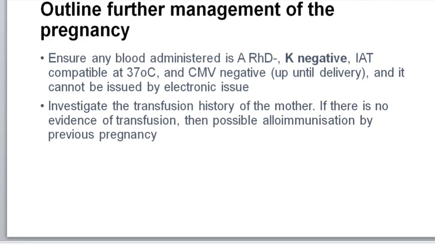In case the mother needs any blood transfusion during the pregnancy, it should be group matched. This patient's blood group was RhD negative. So we should give RhD negative blood, K negative blood, because this patient has anti-K, IAT compatible at 37 degrees, and CMV negative. CMV negativity is one of the indications for CMV negative blood up until delivery. And this blood cannot be issued by electronic issue because of the presence of antibody.